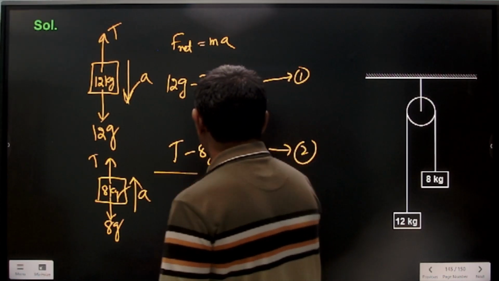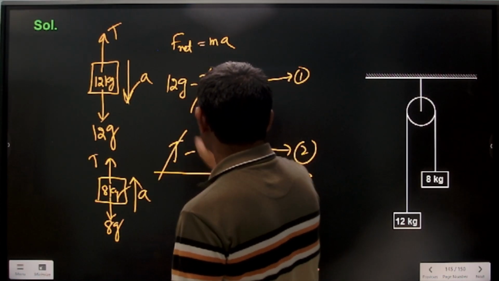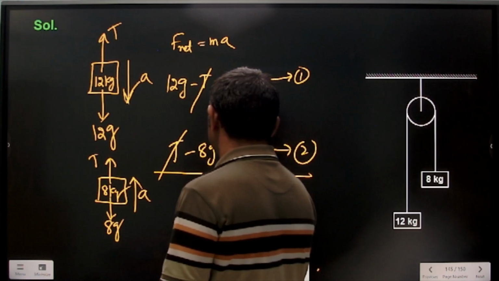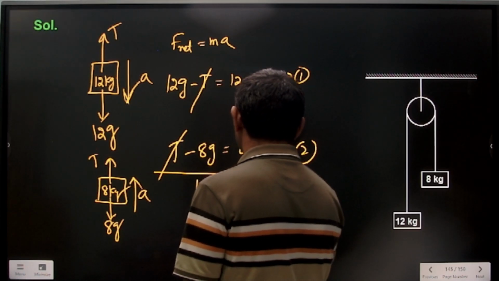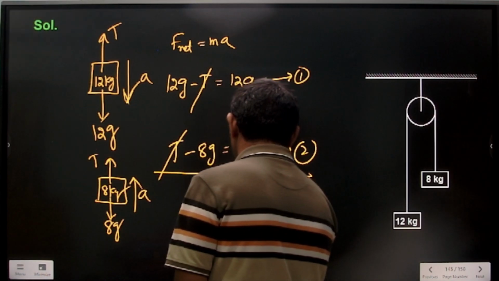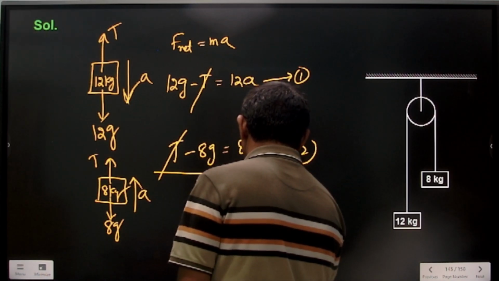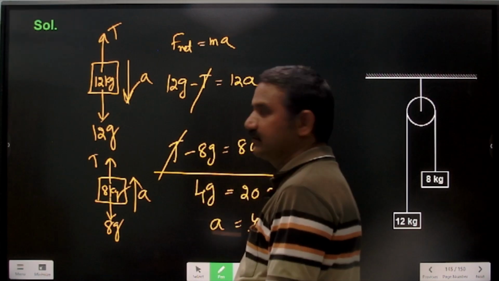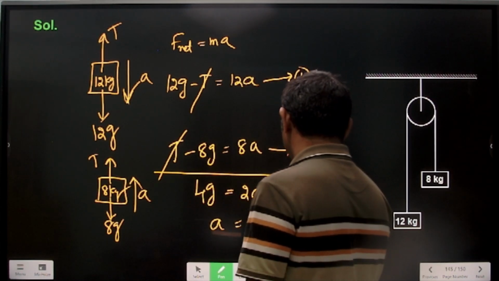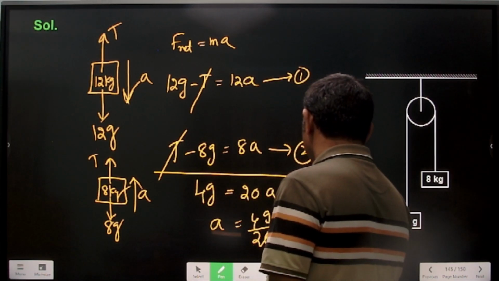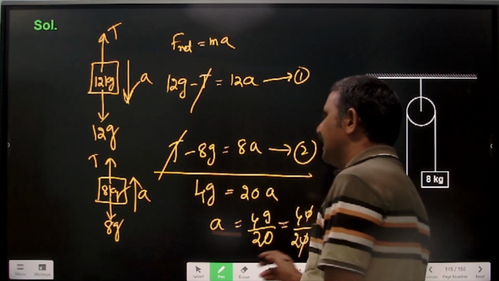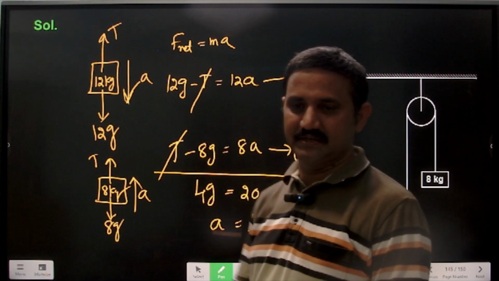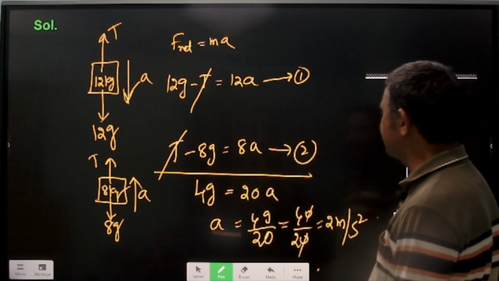Adding these two equations, plus T minus T cancels, 12g minus 8g is how much? That is 4g, equal to 20 into A, so A is 4g divided by 20. Suppose we take g is equal to 10, then 40 divided by 20, that is equal to 2 meter per second square, the acceleration of the object. A is equal to 2 meter per second square.